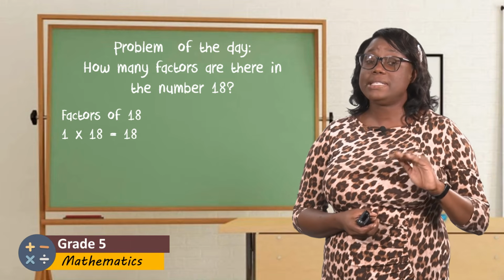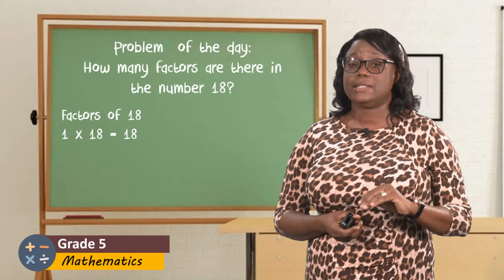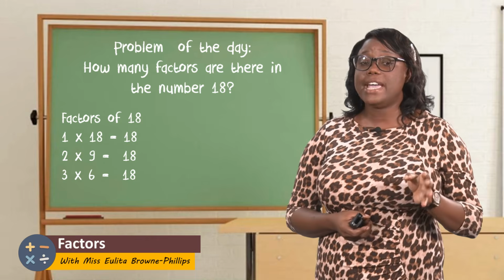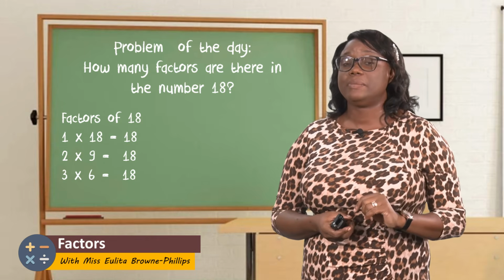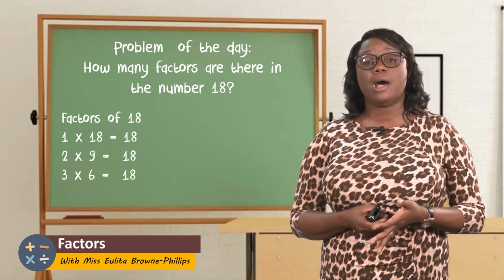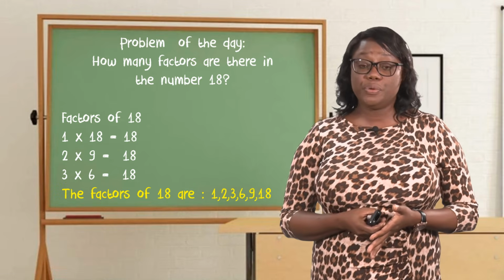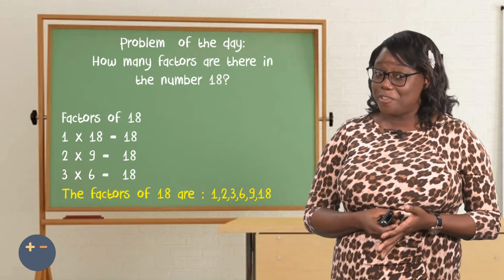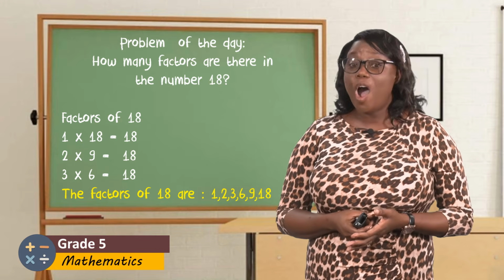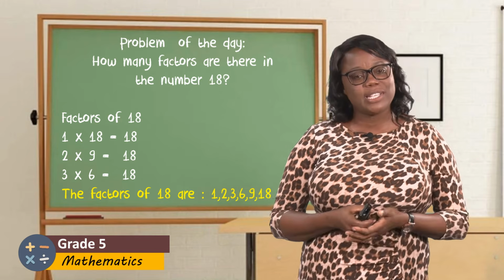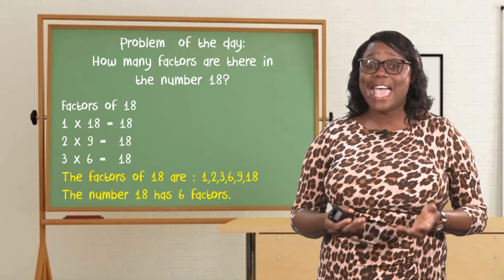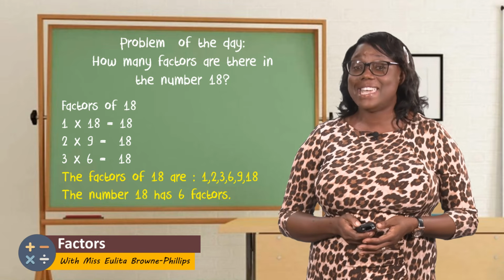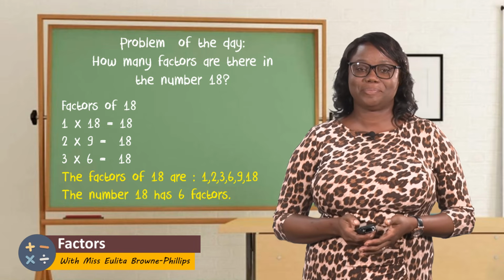1 times 18 will give us 18. 2 times 9 will give us 18. 3 times 6 will give us 18. The factors of 18 are 1, 2, 3, 6, 9, and 18, of course. Now, how many factors did you list, boys and girls? Yes, 6. The number 18 has 6 factors.